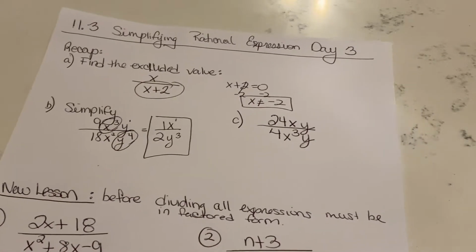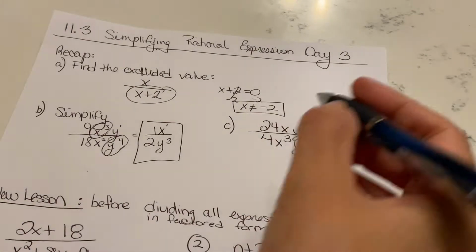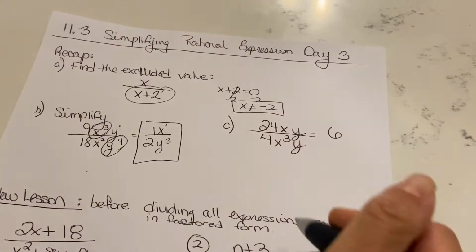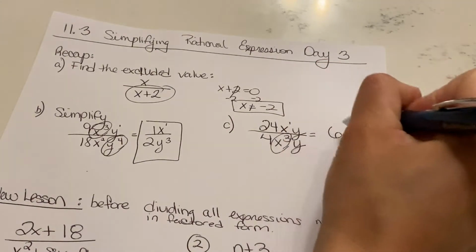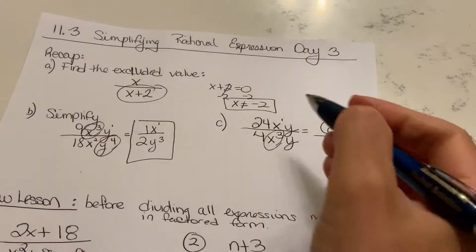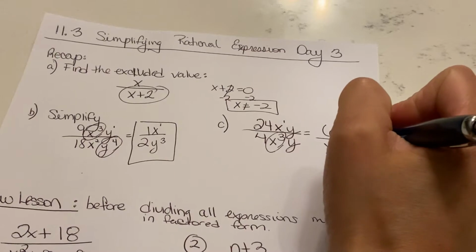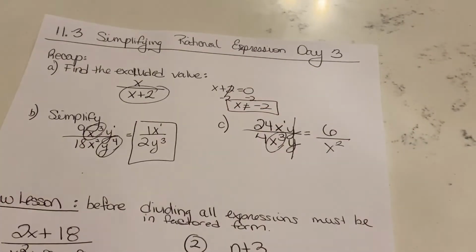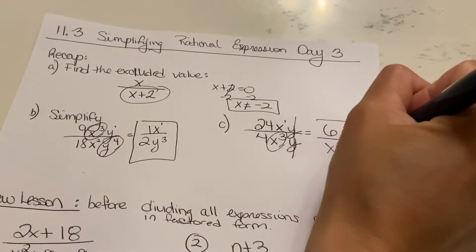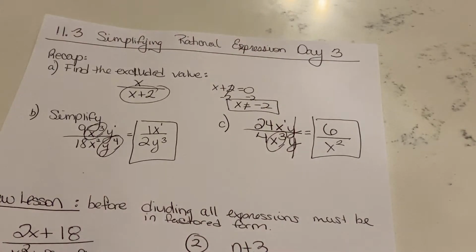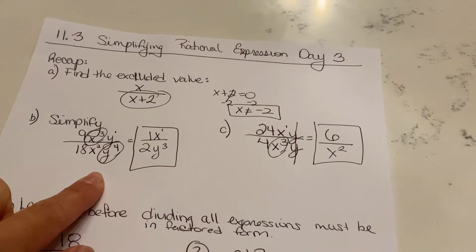Let's do one more. So 24 divided by 4 is 6. Again, I will circle this one. So this tells me my x will stay in the denominator. So 3 minus 1 is x squared. And the y's just cancel because they both are raised to the first power. And 1 minus 1 is 0. And anything to the 0 power gives you 1. So it just cancels. So my answer is 6 over x squared. Okay, so this is what we did last week.